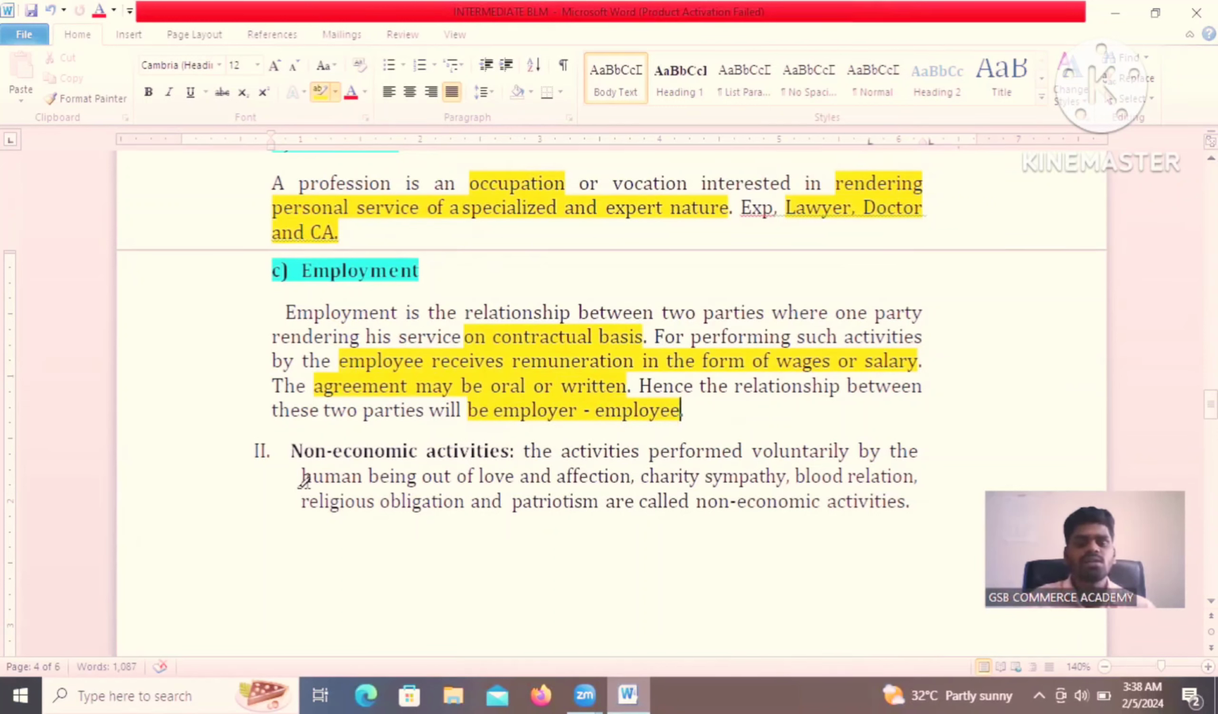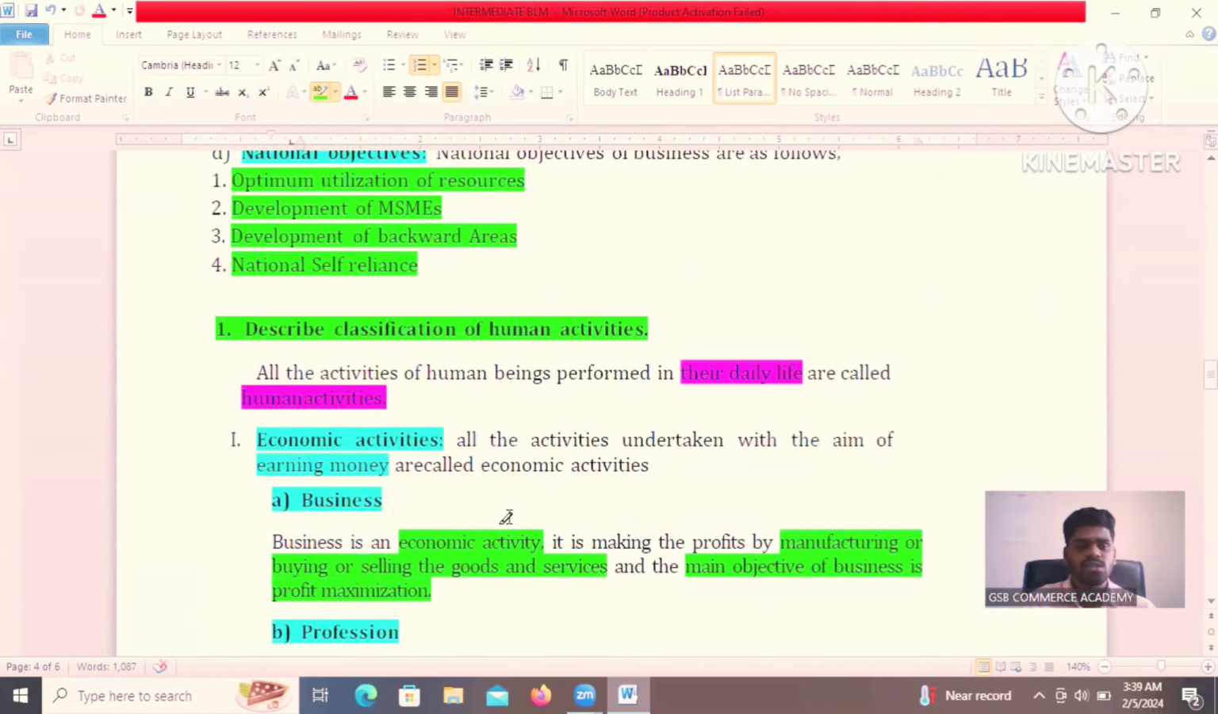And the second human activity is non-economic activity. Non-economic activity is performed voluntarily by human beings out of love and affection, charity, sympathy, blood relation, religious obligation, and patriotism. These are non-economic activities. They do not include money-related activities. They provide free services to any human being.